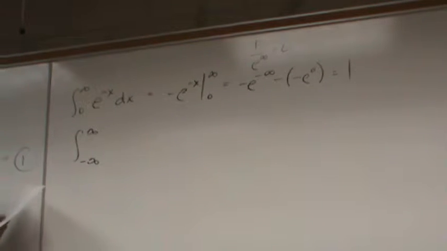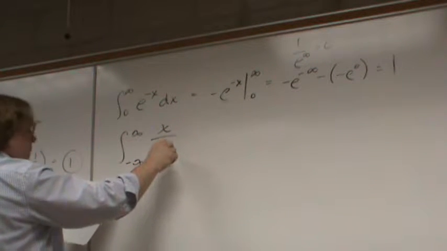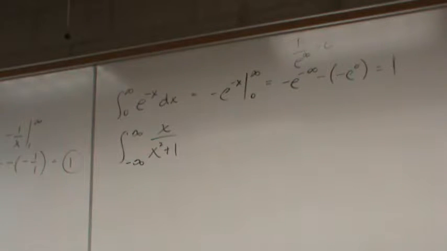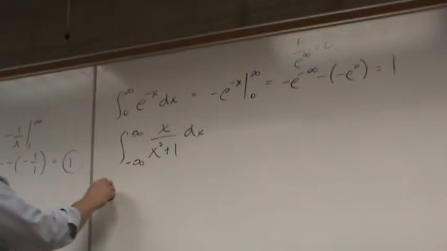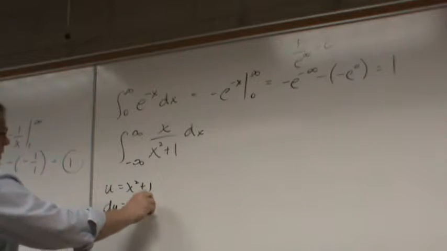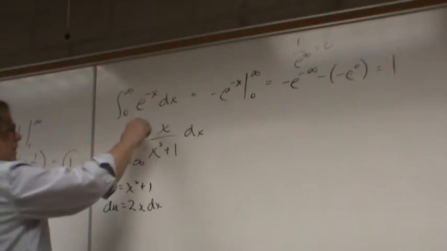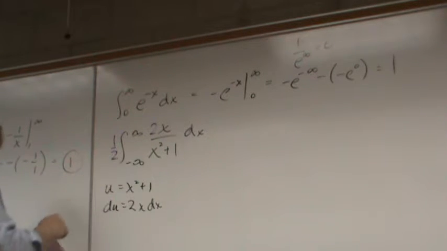Hey, we can even do this where I have infinity as both bounds. What if I have the integral from negative infinity to positive infinity of x over x squared plus 1 dx? Which technique of integration am I going to have to use to do this problem? Yeah, substitution. I'm going to let u be x squared plus 1, and du be 2x dx. And so I'm going to have to sprout a 2, which means I sprout a 1/2 out there.